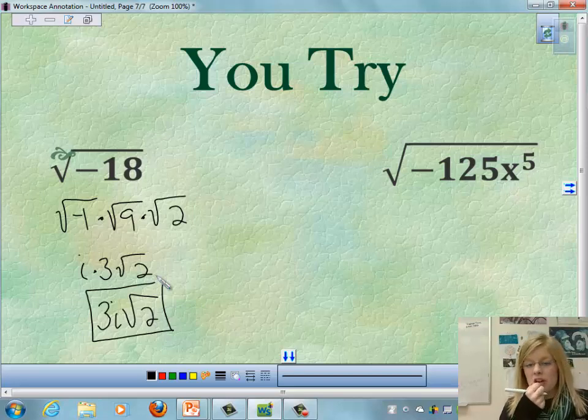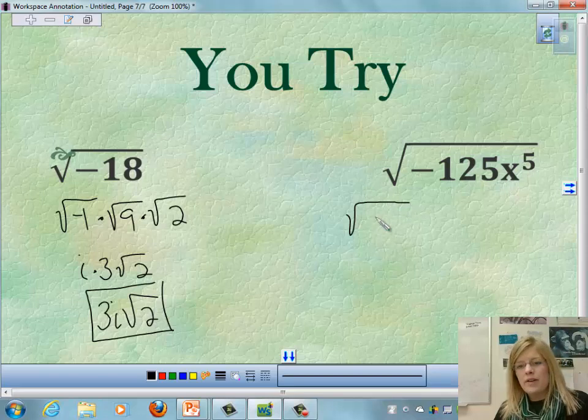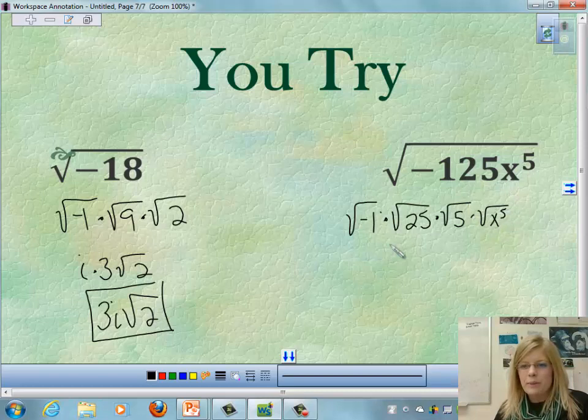Alright, now you're trying your second one, right? So we had a negative 125x to the 5th. Pull out that negative 1 first, right away. Get in that habit. Then, what perfect square goes into 25? What's the largest one? Hopefully you said 25. And then 25 goes into 125, 5 times x to the 5th power.